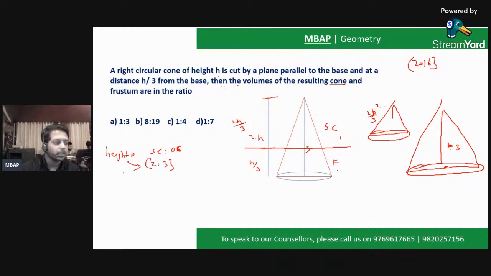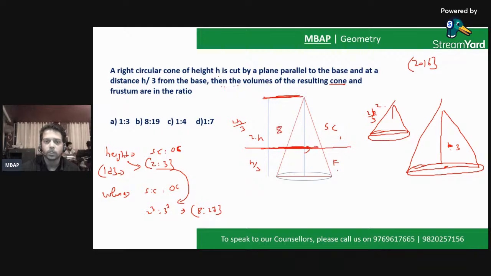You will say the height will be in the ratio of 2 by 3, right? We know height is nothing but one dimensional. So in that case, the volume of the smaller cone versus the bigger cone, or the original cone, would have been 2 cube versus 3 cube, which basically is 8 is to 27.